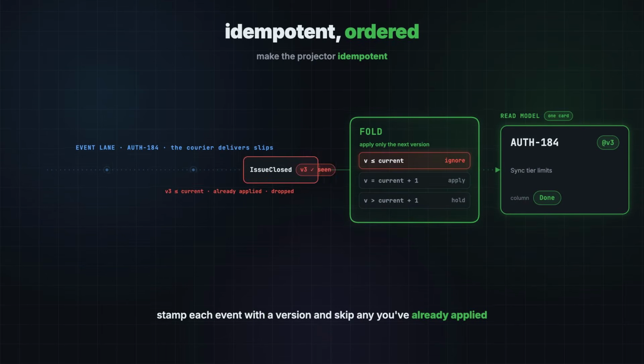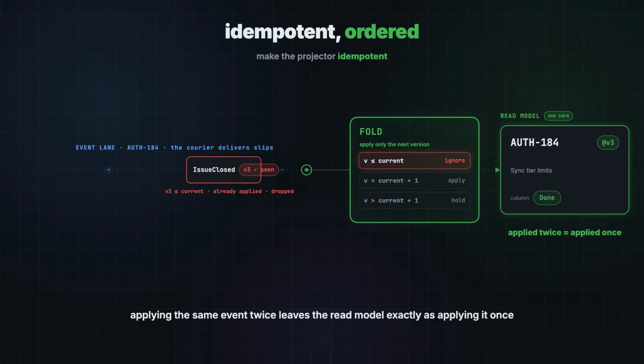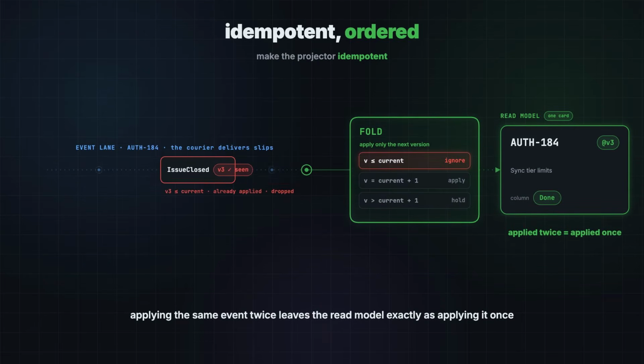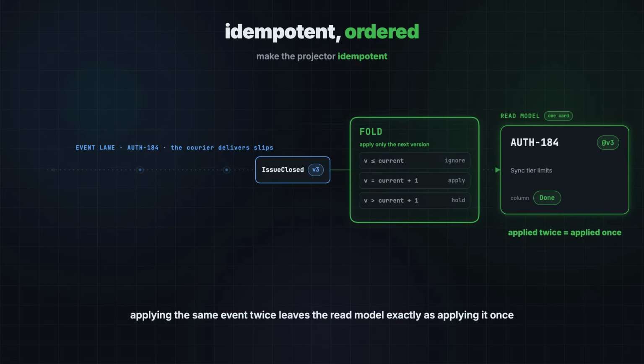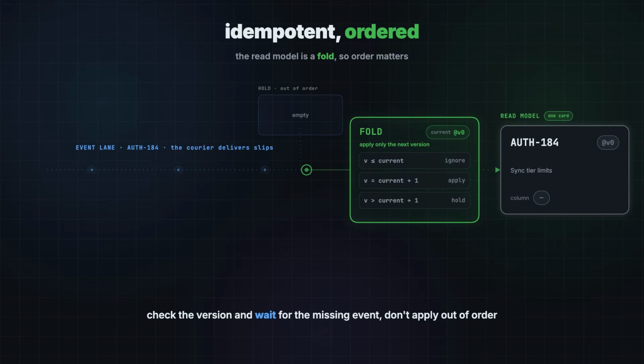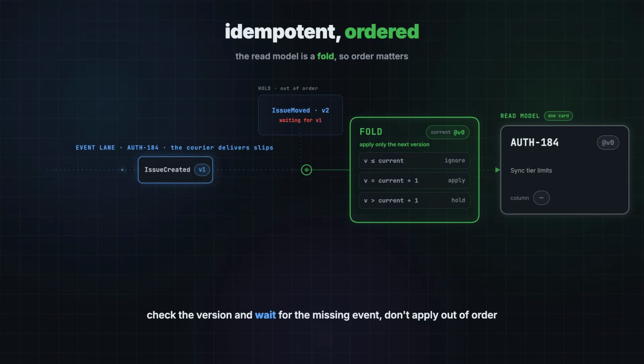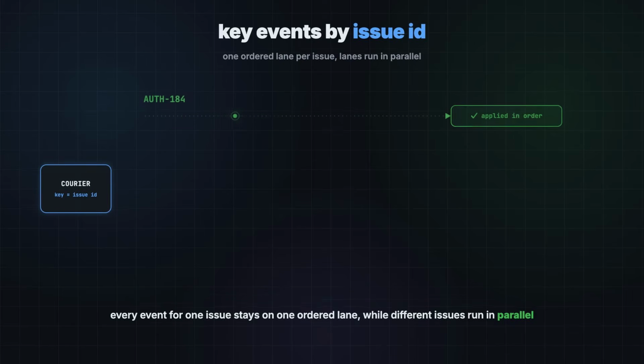Order matters too, because you build the board by applying events one after another. Apply moved before created and you get garbage. So you check the version and wait for the missing event rather than apply out of order. You get that by keying events on the issue itself.